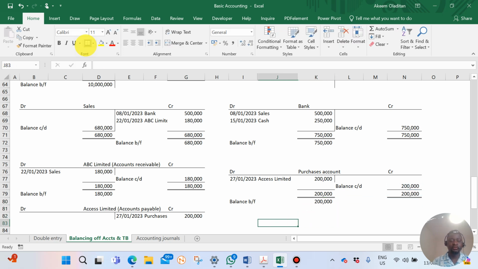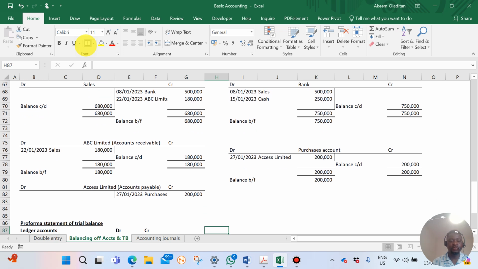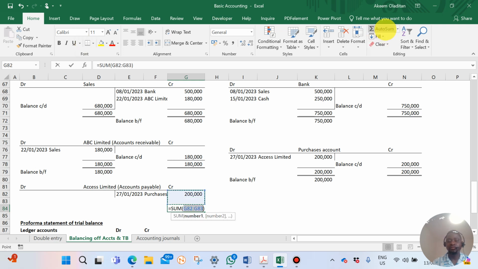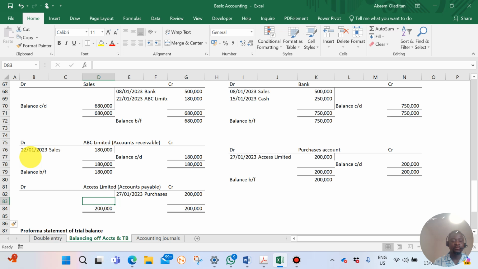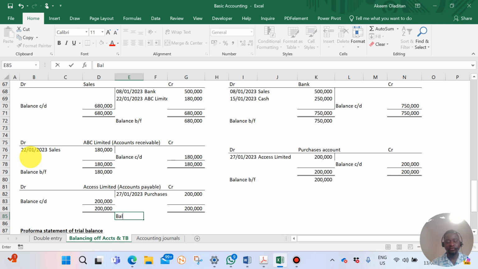And the last but not the least is the accounts payable. Accounts payable, sum. This one will be here. Insert one more line here. So we have our balance carried down. Balance CD is also the same value, and balance brought forward BF will be on this side.